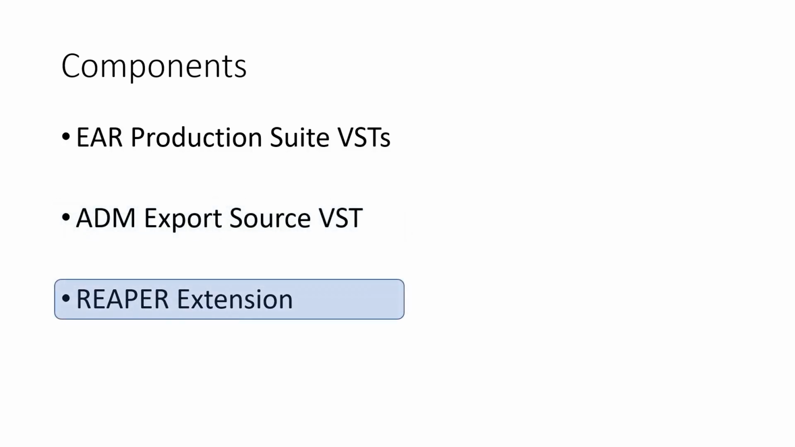And finally, there's the Reaper extension. This is a plugin for Reaper itself that allows you to import ADM files into Reaper and to export from a Reaper project to an ADM file. So in that context, it's essentially the bridge between the EAR Production Suite plugins or the ADM export source plugin and the Reaper software itself. The roles of each of these components will become clearer as we work through these tutorials.